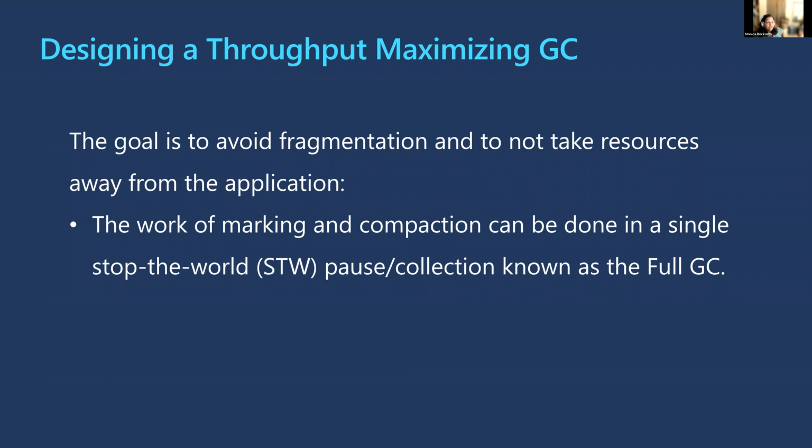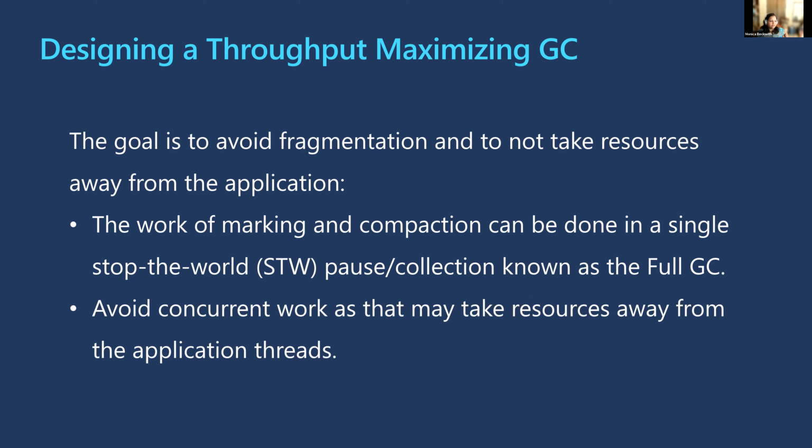The direct relationship between throughput and your GC is that the GC will not take away resources from your application threads. That means that we have to avoid any concurrent work, and that's what you see in your parallel collector.